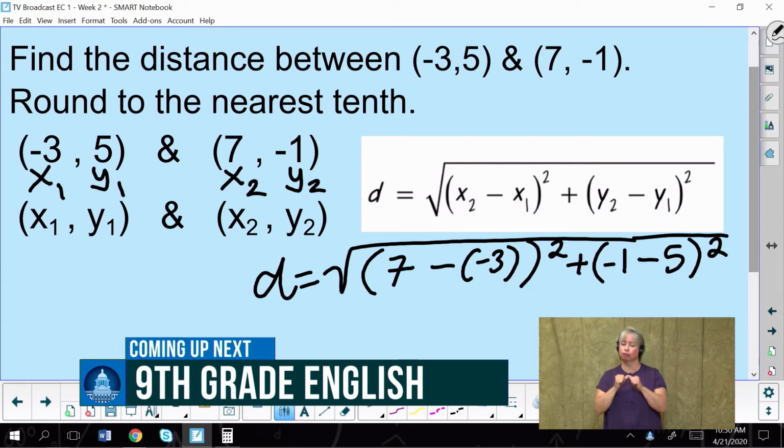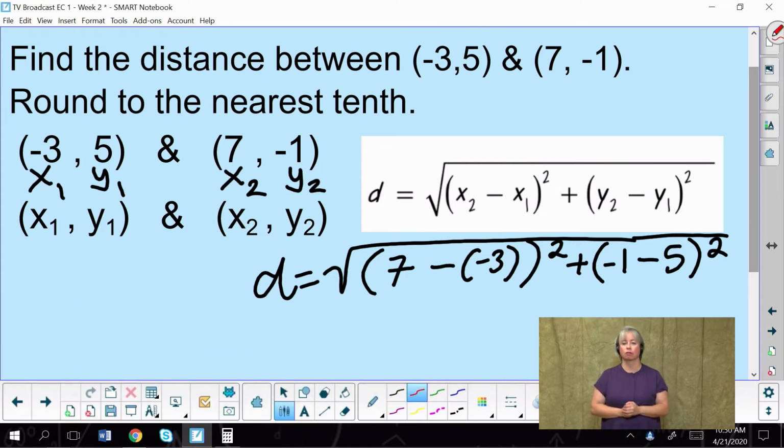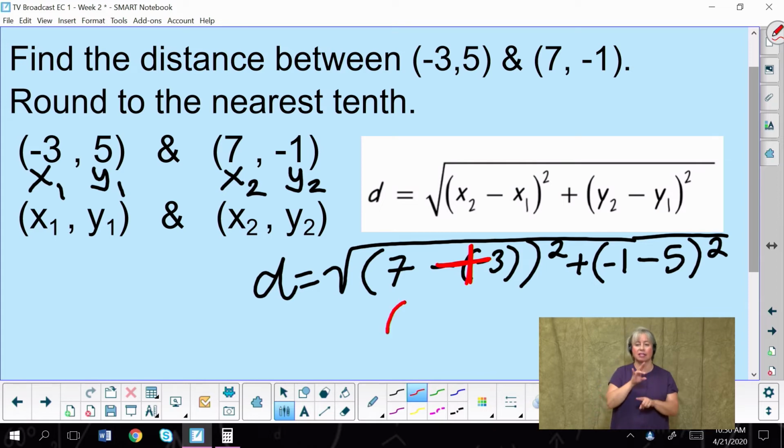So now we have to look at some integer rules here. The next step was to simplify inside of our parentheses. We have two negatives side by side, and when we have two negatives side by side, a negative and a negative is a positive, because it's negating a negative, which is a plus here. And in this case, now we have a positive 7 and a positive 3, which gives us 10.